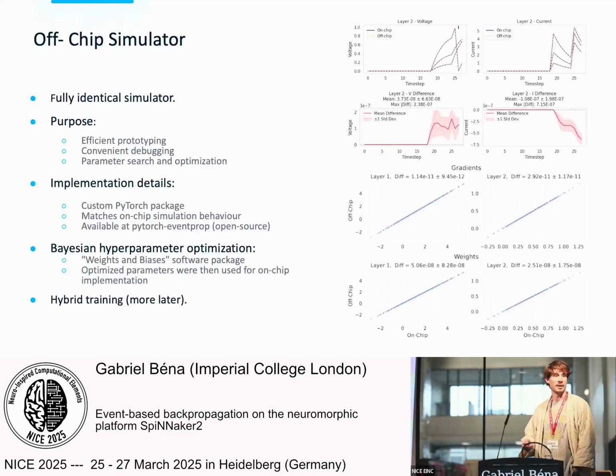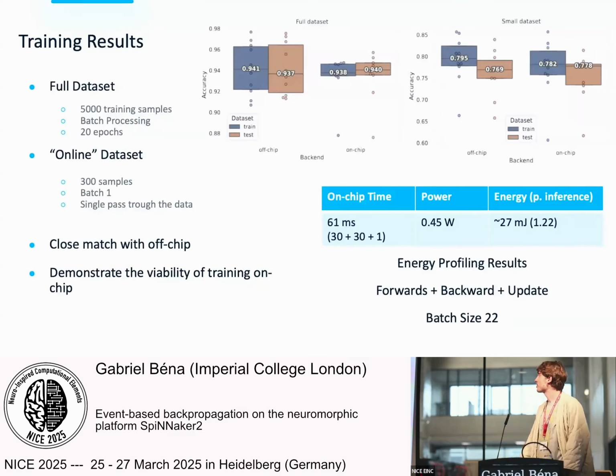On the right, you can see some examples of voltage and current traces, and the difference is minimal. Differences in gradients computed are also very small. Some results. We trained the network in 2 regimes. One that I would call the full data set, which is 5,000 training samples with batch parallelized processing and 20 epochs, and we get some pretty good accuracy out of this. We can see the on-chip and off-chip get very close results.